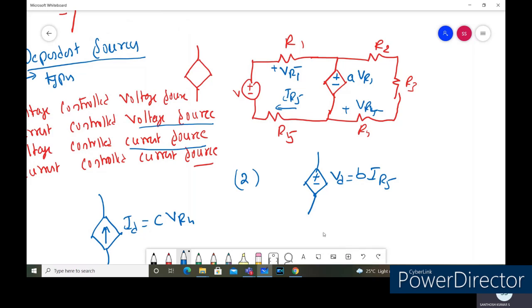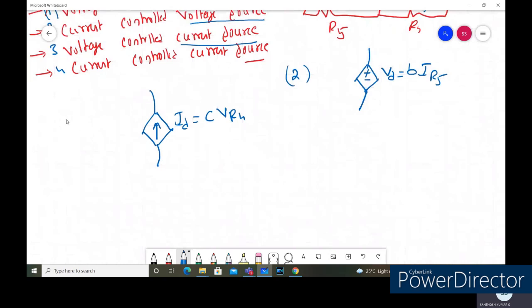The current of this one depends on the voltage across the resistance R4. So that is why it is called a voltage controlled current source. Now this is the third one. Now let us consider the fourth type of circuit element, which is called a current controlled current source.